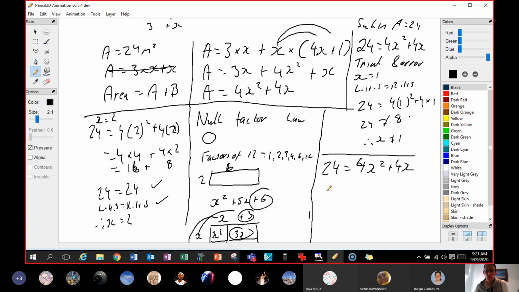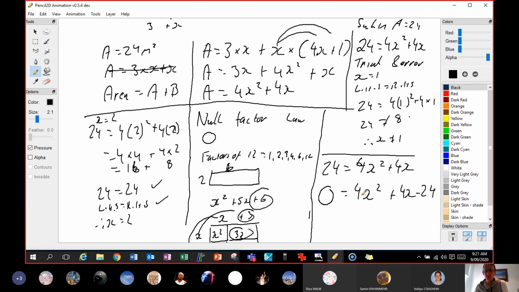Now what we're going to do, we're going to put 0 on here. Why are we going to put 0 on here? Because before, when we tried to make the left-hand side equal the right-hand side, now we want to know when x equals 0. Like, we want this side of the equation equals 0. So it's going to be 4x squared plus 4x minus 24.